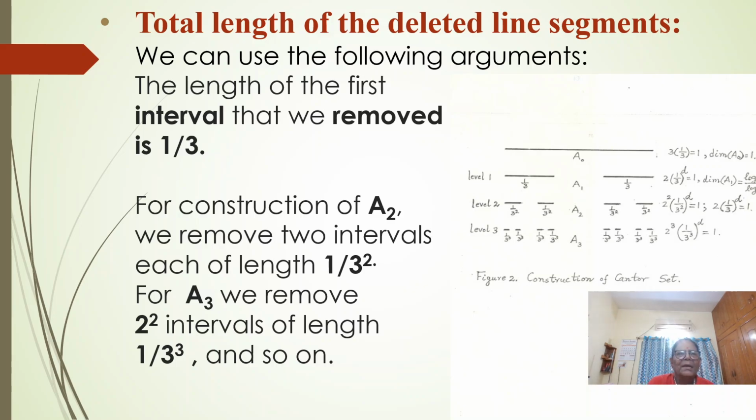So if you try to find out the length of the deleted line segments, we will be getting interesting results. So the following arguments can be used. The length of the first interval that we removed was 1/3. For construction of A2, we removed 2 intervals, each of length (1/3)². For A3, we removed 2² intervals of length (1/3)³, and so on.